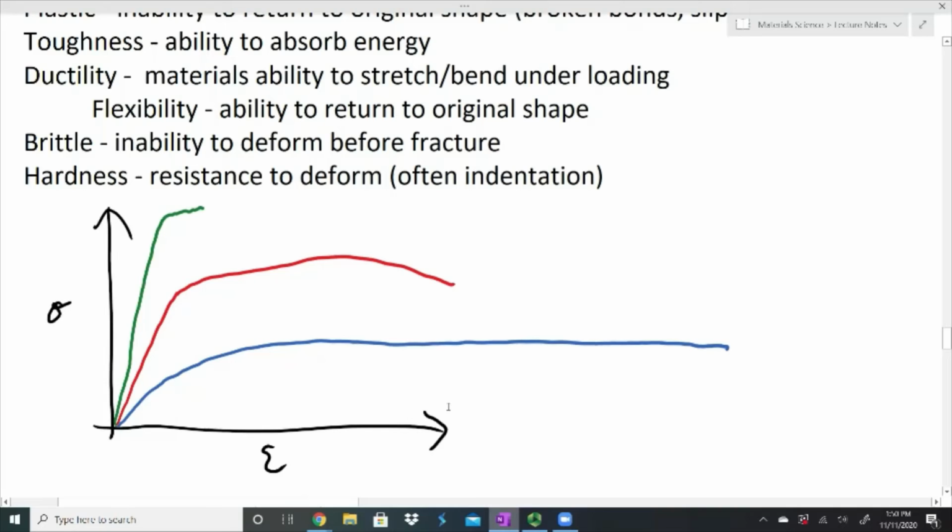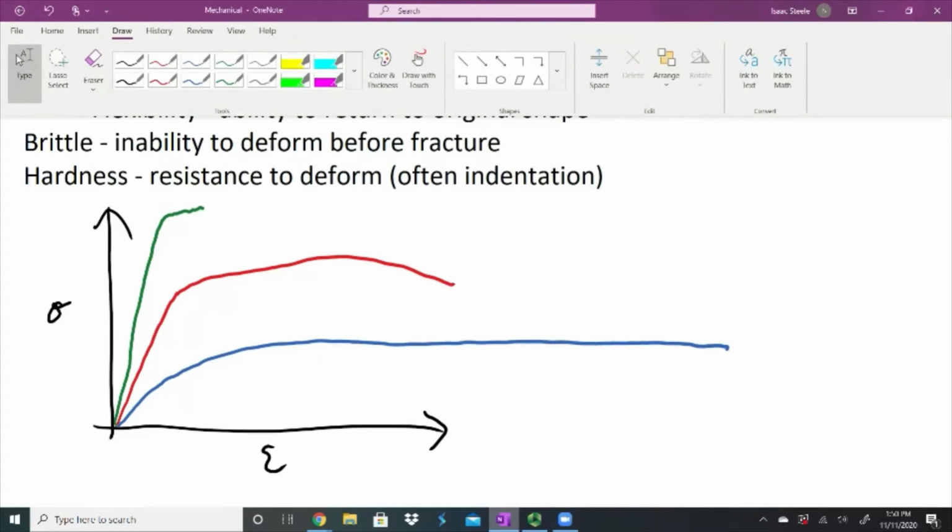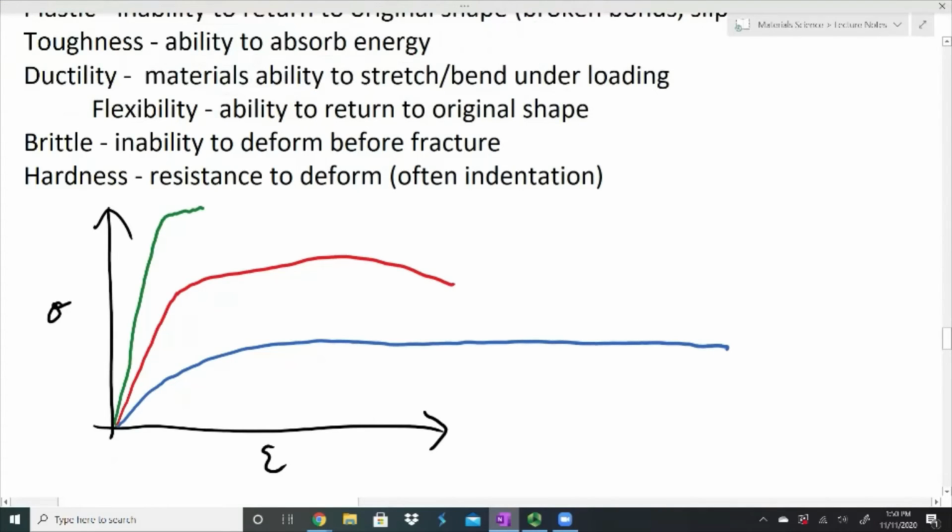But we want to be careful here. Just because this material, this green one here, doesn't go very far, we could still say that it is ductile compared to something else. Let me draw one more on here. I know we're getting a whole bunch of these on here. But let's say I have a material that does this, and it breaks there. This green one is more ductile than this other one that I put on here.